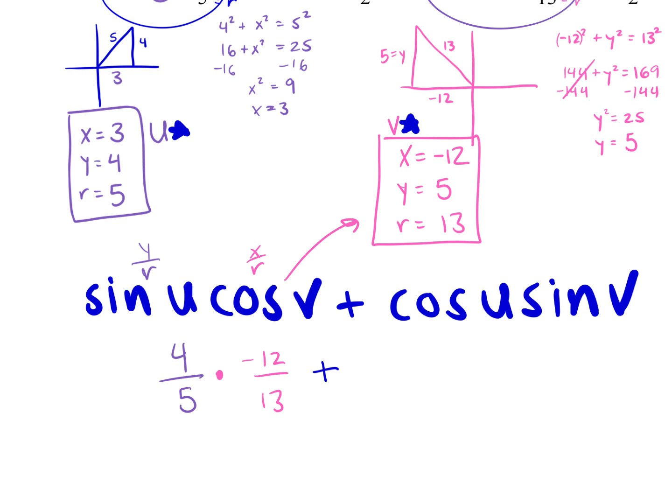Now I'm going to find cosine of u. So for u, I'm going back to the u triangle over here. Cosine is what over what? X over r. So this would be 3 over 5 times sine of v. Tells me I have to look at my v triangle here. Sine is what over what? Y over r. So this would be 5 over 13.